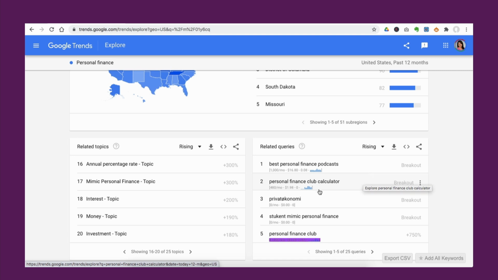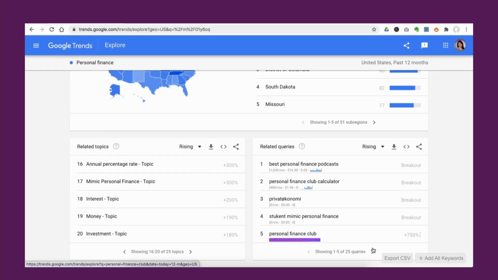Okay, another idea is Personal Finance Club Calculator. Again, this is a trending topic. As you can see here, it had almost no search volume until November 2020 when it suddenly picked up, and now it's showing a healthy growth trend. So it's a topic that's growing, interest is forming, it's a breakout topic, and it has a high amount of search volume. So again, a topic idea for you.